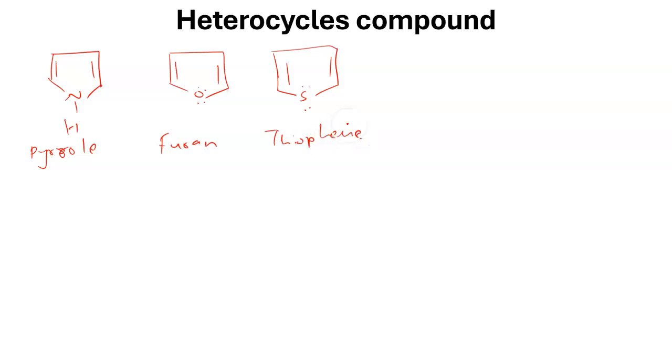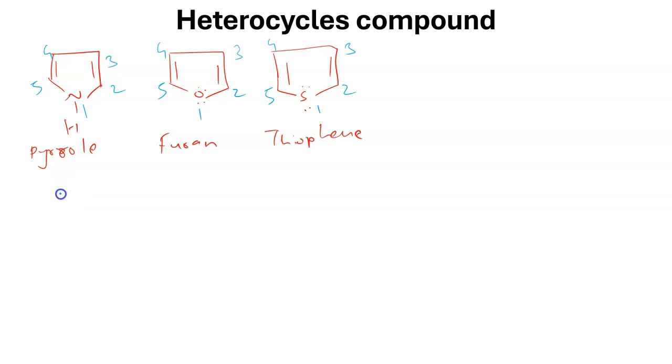Now how to start numbering? Numbering usually starts from the heteroatom. So numbering will start from this side, 1, 2, 3, 4, 5. You can start numbering from the other side also, because there is no substitution on either side. When there is a substitution, at that time you have to start numbering from the side that gives the closest number. Again here 1, 2, 3, 4, 5. As we know the rule, we have to start numbering from the heteroatom. Now next, most of the structures are related to nitrogen only as per the syllabus.